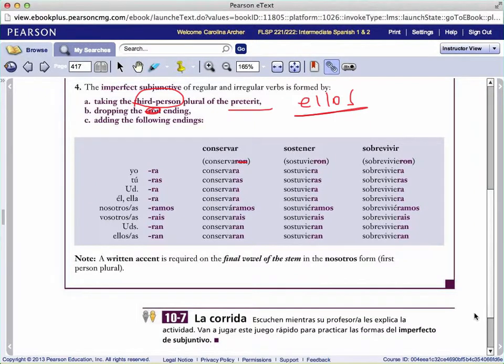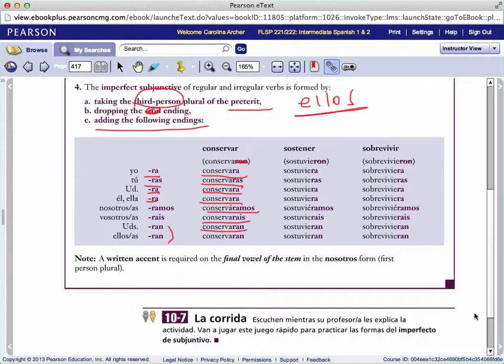And to that form, we're going to add the following endings. For yo, it's going to be ra. So, yo conservara. Tú ras. Tú conservaras. Era importante que tú conservaras el medio ambiente. Usted, él y ella, ra. Conservara. Nosotros conserváramos. Vosotros conservarais, ustedes, ellos y ellas conservaran. So that's for ar.